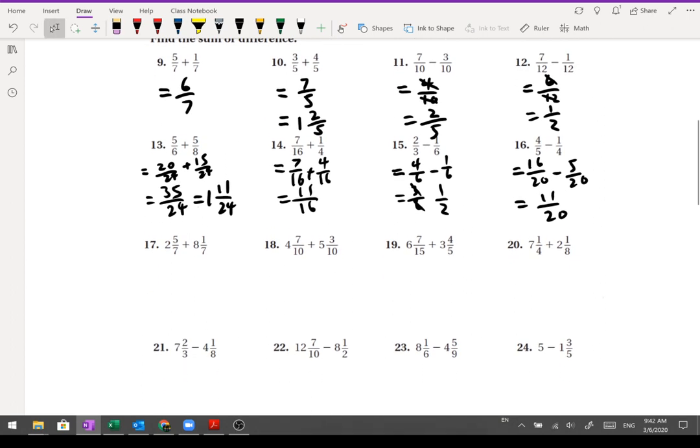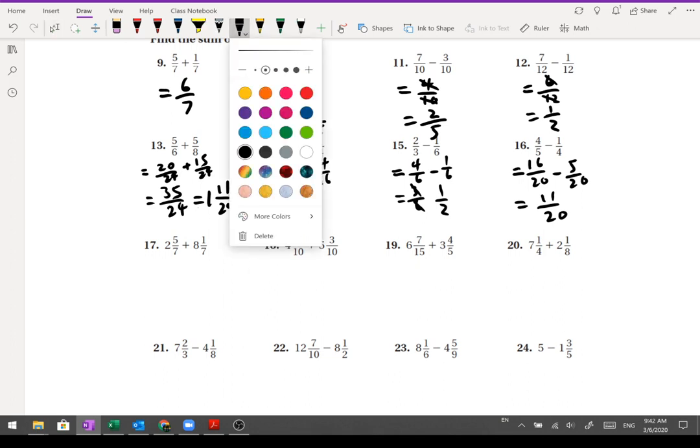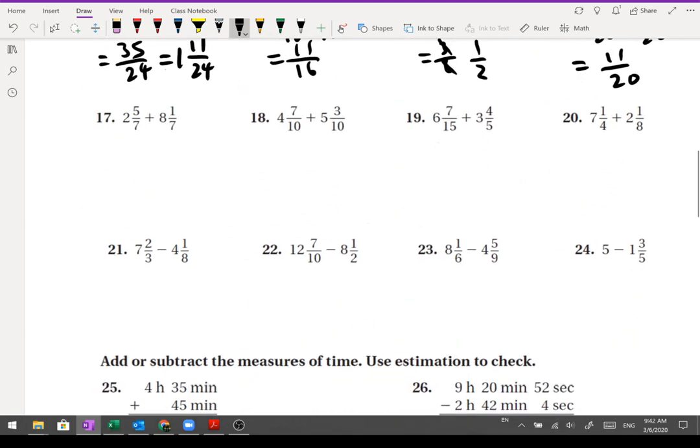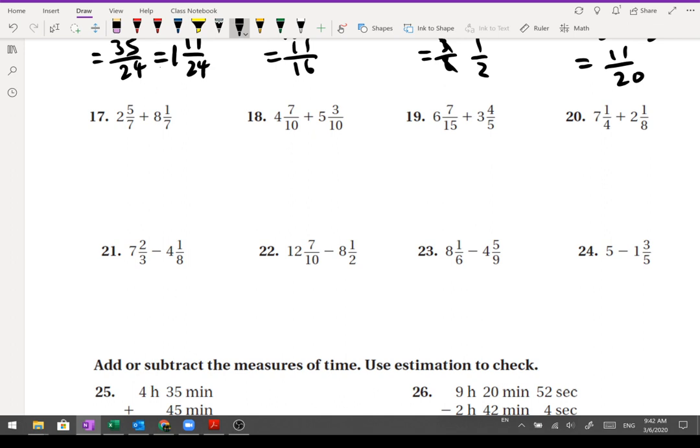we have 17, mixed numbers. So for the mixed numbers, let me try to write smaller. Let me give myself a little bit more space so that I can write smaller. This one is going to be 2 plus 8 as the whole number, plus no whole number. And then we have here 5 over 7 plus 1 over 7, which will be 10 plus 6 over 7, which is 10 and 6 over 7.